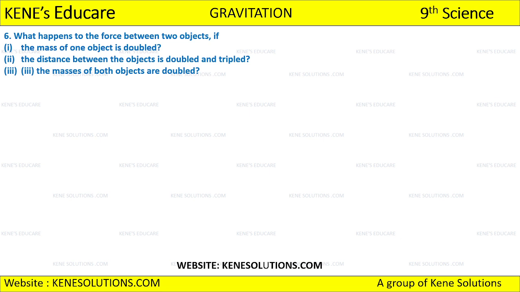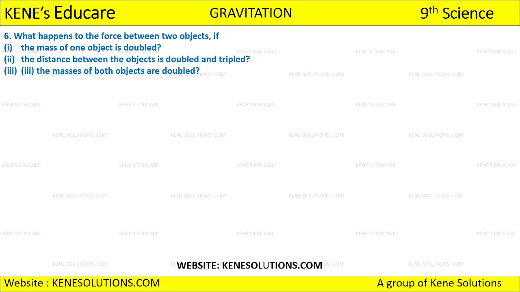Then the second question under this is, the distance between the objects is doubled and tripled. We know that force is inversely proportional to the square of the distance between them, right? So if the distance between two objects is doubled, then the gravitational attraction between them will be reduced to 1/4 of its original value, because it is inversely proportional, right? If it is tripled, then it will be reduced to 1/9 of its original value. So mass will get doubled, but distance will get reduced.